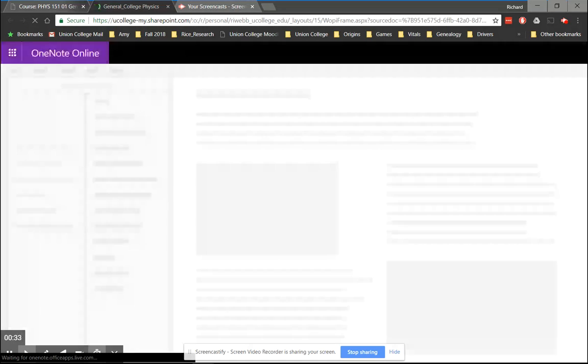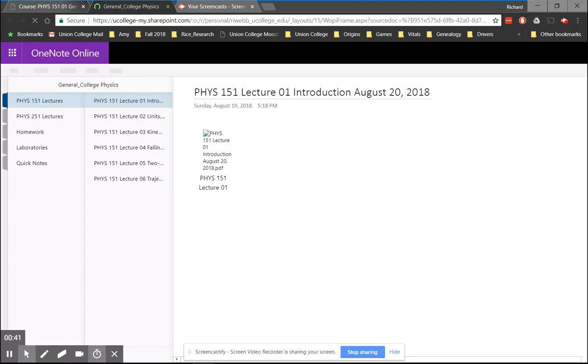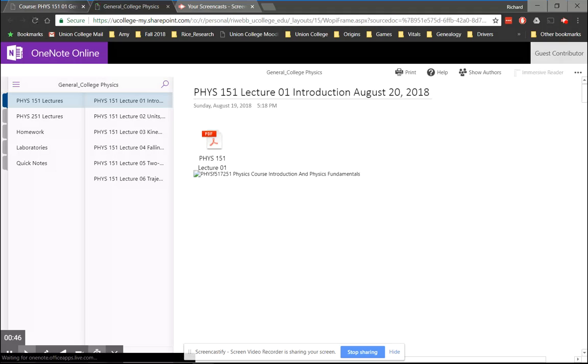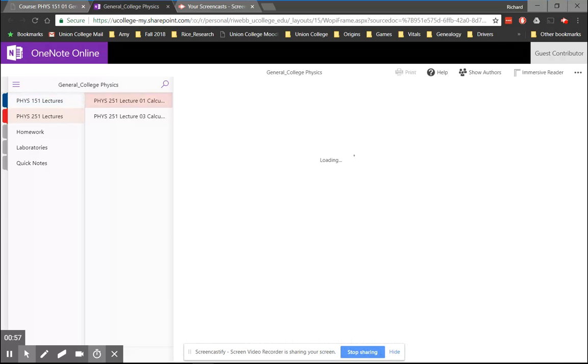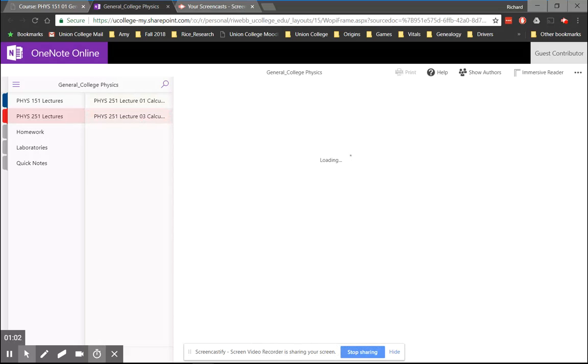You'll have to log in with your Union College, whatever we call those things. But it will take you to where you can see all of the stuff for the class. And of course, it took me here to the physics. Notice it's in a web browser. You can also convert it to using your own laptop version of OneNote. It has the Physics 151 lectures, the Physics 251 lectures. And so you can see here the lecture I'm giving today.